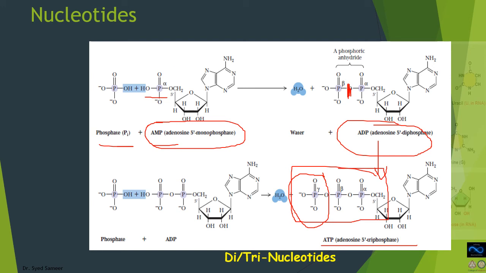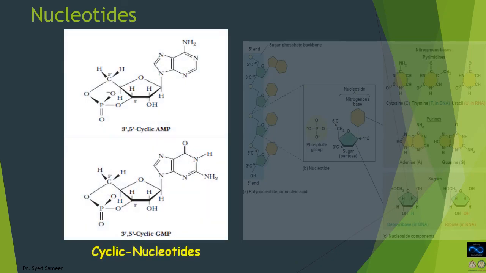The first and foremost, which is present on the 5 prime carbon of the sugar, is called the alpha phosphate. Then the second one is called beta and the third gamma. So there are actually three different linkages in the triphosphate form of the nucleotide. In nature, there are also certain nucleotides in cyclic form, specifically cyclic AMP and cyclic GMP. Both are needed for the signal transduction of certain hormones as second messengers within the cell, to mediate the function of the hormones and to bring about the change in the cell.